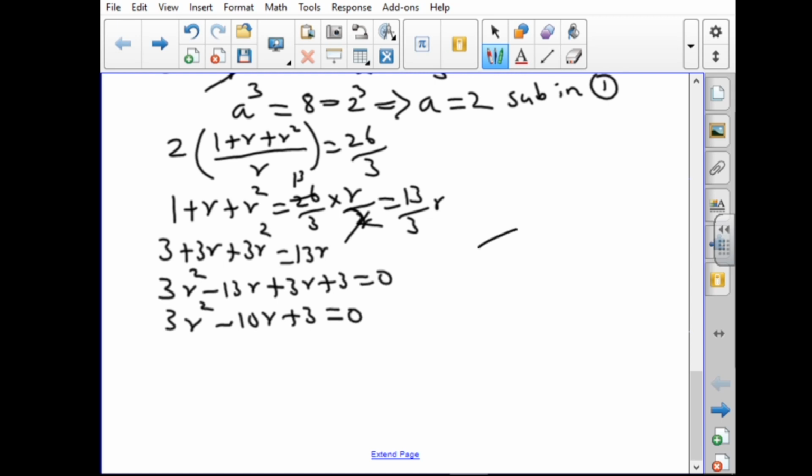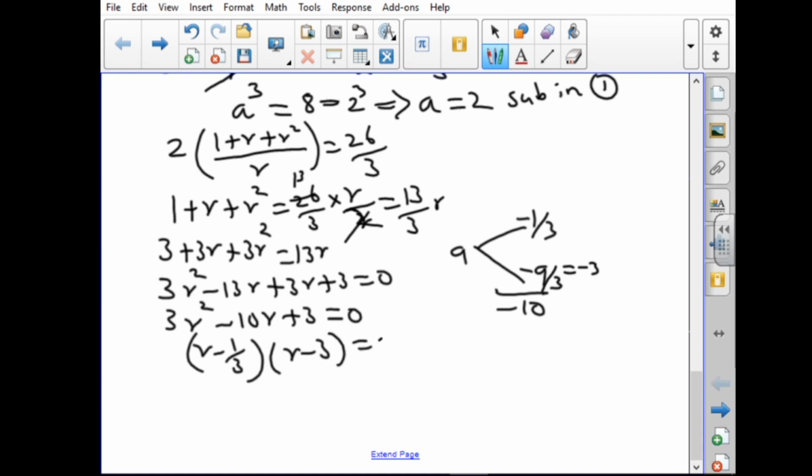Here we have to factorize this. The product is 9 and the sum is minus 10. What are the two roots? Minus 1 and minus 9 are the two roots; when we add we get minus 10, and when we multiply we get 9. Therefore, here the coefficient of R square is 3, so we divide these roots by 3. This is equal to minus 3 and minus 1 by 3. So we get r minus 1 by 3 into r minus 3 is equal to 0.